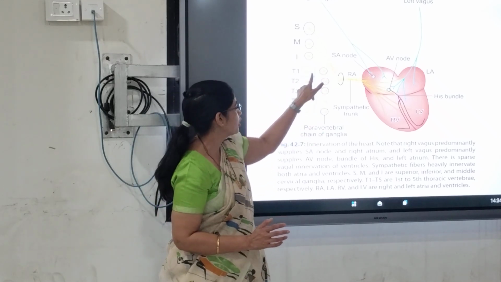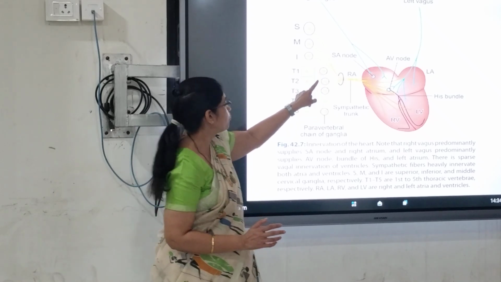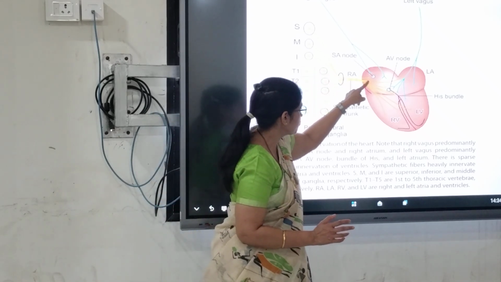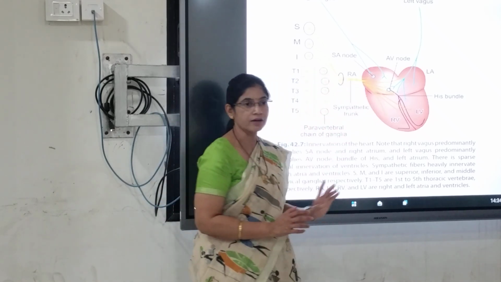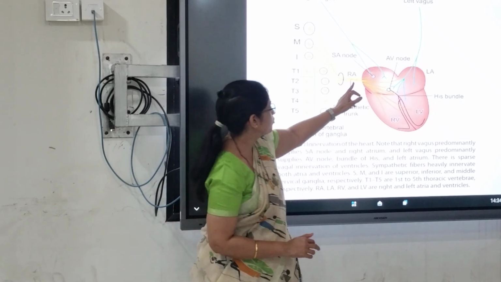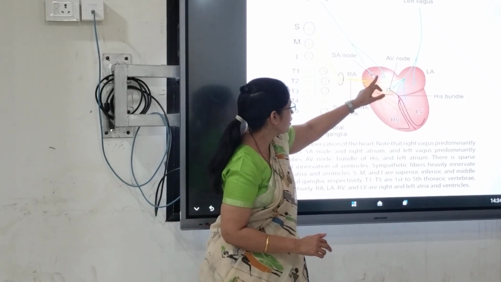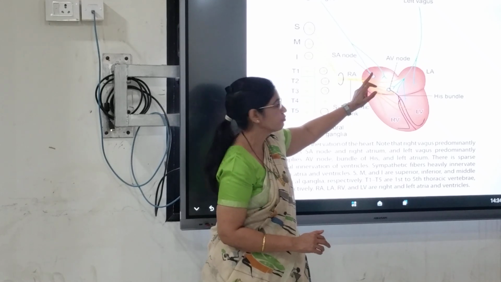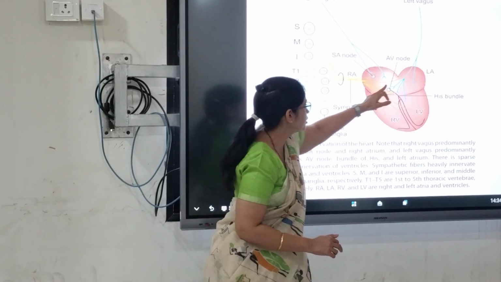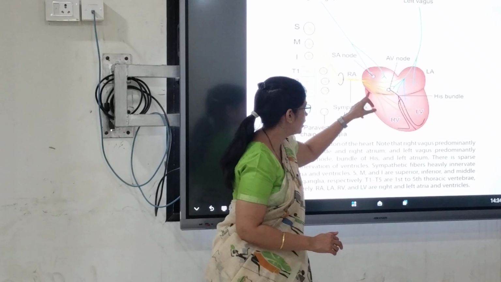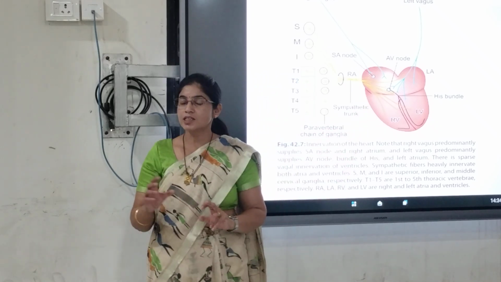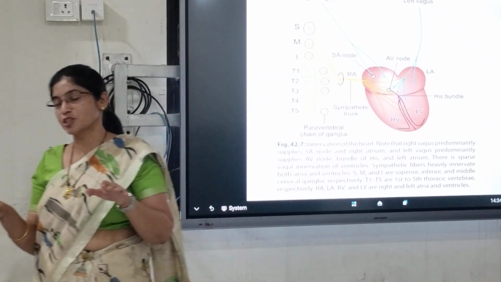These are the preganglionic fibers you can see, and the postganglionic fibers are supplying the different parts of the heart. Most of the fibers are supplying the ventricles. They are not supplying the SA node, very little will supply the SA node, but they go to the atrium, the ventricle and the right ventricle. So this is the sympathetic nervous system.